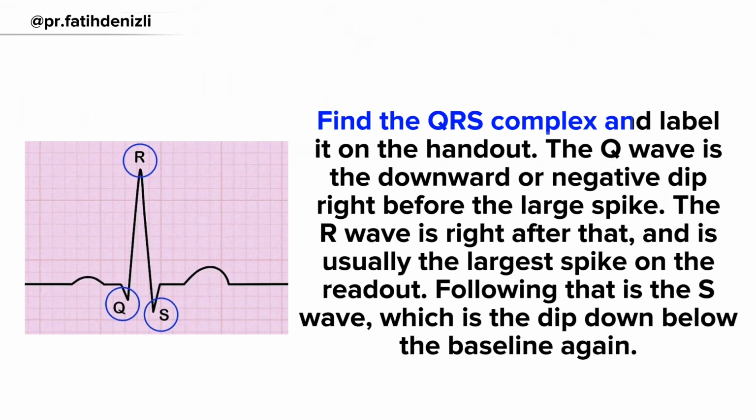Find the QRS complex and label it on the handout. The Q wave is the downward or negative dip right before the large spike. The R wave is right after that and is usually the largest spike on the readout. Following that is the S wave, which is the dip down below the baseline.